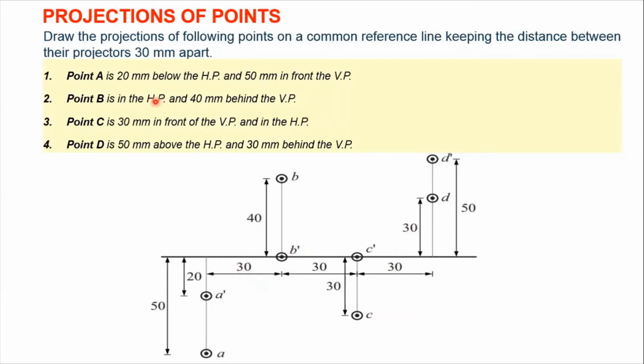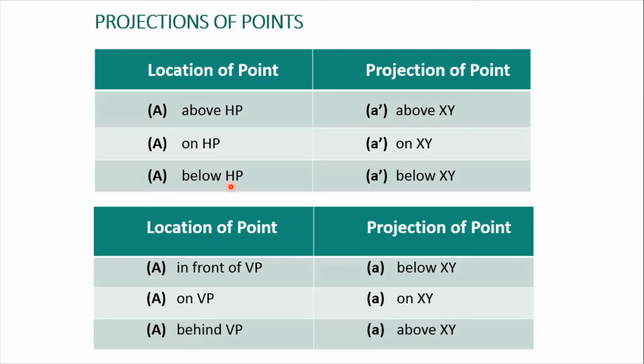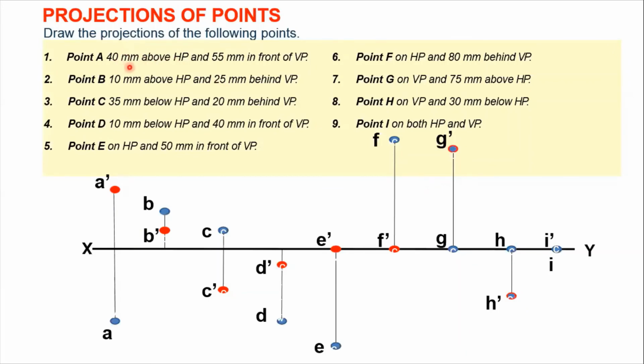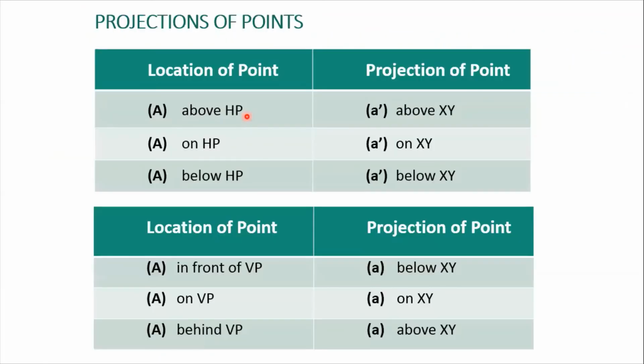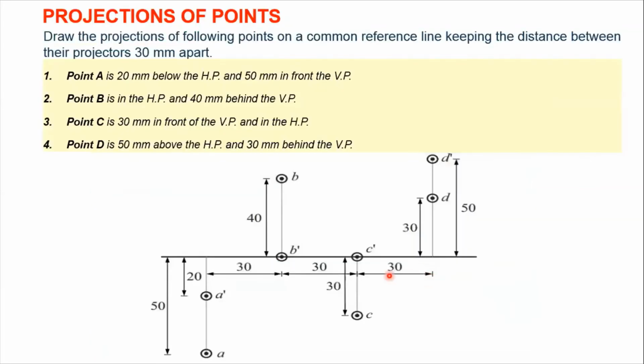So now let us start with the first example. Point A is 20 mm below HP and 50 mm in front of VP. So we'll be using the same table once again. 20 mm below HP, that means if it is your point below HP, then we'll be having the answer dash below XY line. So let us see 20 mm below HP. That means we'll be plotting one point 20 mm below XY line, which is your point A dash. Now, if your point is 50 mm in front of VP, in front, that means we'll be using this table of VP. So in front, that means point A would be below your XY line. So let us plot this point A, which is 50 mm below your XY line, and we'll denote it by point A. So this is your 50 mm in front of VP.